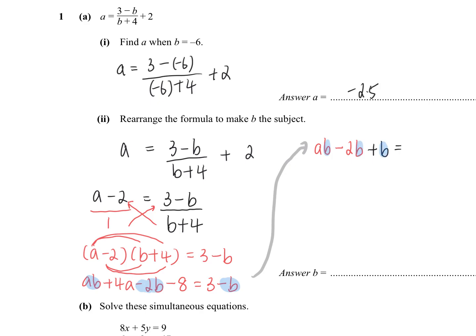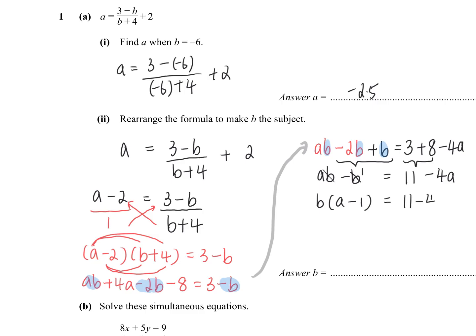Okay, next is everything else without the B, make sure it's on the other side. So negative 8 bring over become plus 8. 4A bring over become minus 4A. So if you simplify, negative 2B plus 1B is negative B. This is 11. So to find B, when you take out the B, left A. When you take out the B, it doesn't disappear. It becomes a 1. So don't miss that out.